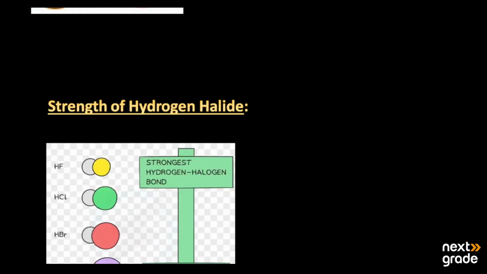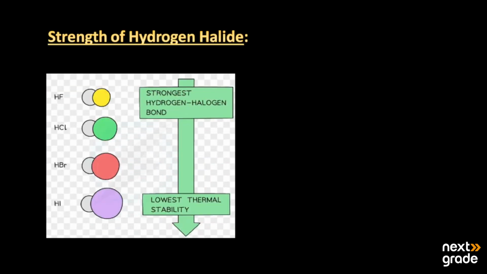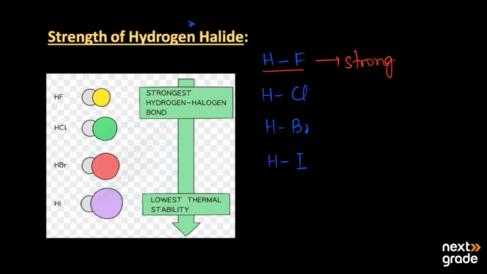Now the acidic strength of the hydrogen halides increases down the group, but consider the strength as a bond, like HF, HCl, HBr, and the bond between hydrogen and iodine. The bond that exists between hydrogen and fluorine is the strongest bond. On the other hand, the bond existing between hydrogen and iodine is the weakest bond.